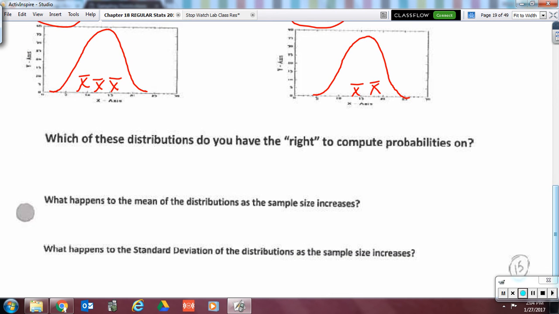Which of these distributions do you have the ability and the right to compute probabilities on? Only the bottom ones. Okay, we're running out of time, so we'll talk about what's happening to the mean and standard deviation when we do that on Monday, okay? So we've just kind of started talking about our sampling distributions.